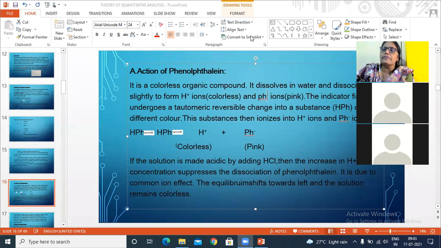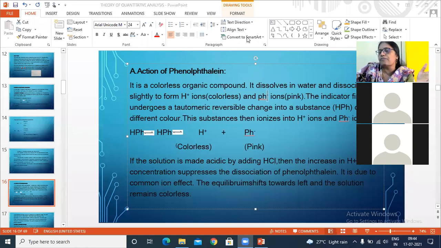At the same time, in the acidic medium, that is in the presence of HCl, H plus ions and Cl minus ions are liberated. So the total concentration of H plus ions increases in the medium. What happens is that this favors the backward reaction, or simply suppresses the dissociation of the phenolphthalein indicator. That is in the acidic medium. As the H plus ion concentration increases in the presence of HCl, the dissociation of HPh is suppressed, or simply the backward reaction is favored, as it is a reversible reaction.